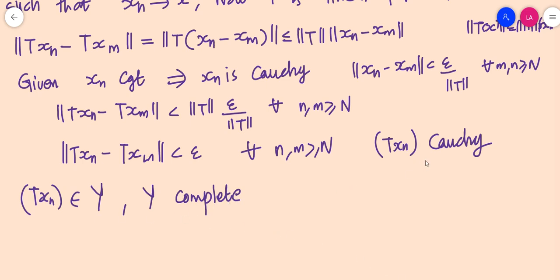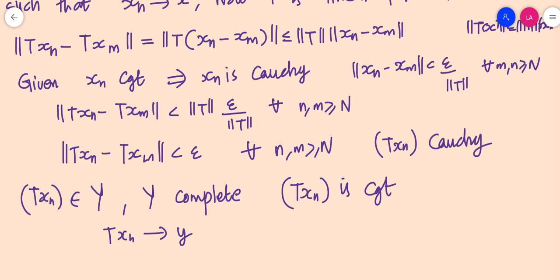So T of xn is Cauchy implies T of xn is convergent. This Cauchy implies convergent argument is only valid whenever Y is complete. So T of xn should converge. Let T of xn converge to y. Then this y can be termed as the image of x with respect to T tilde.